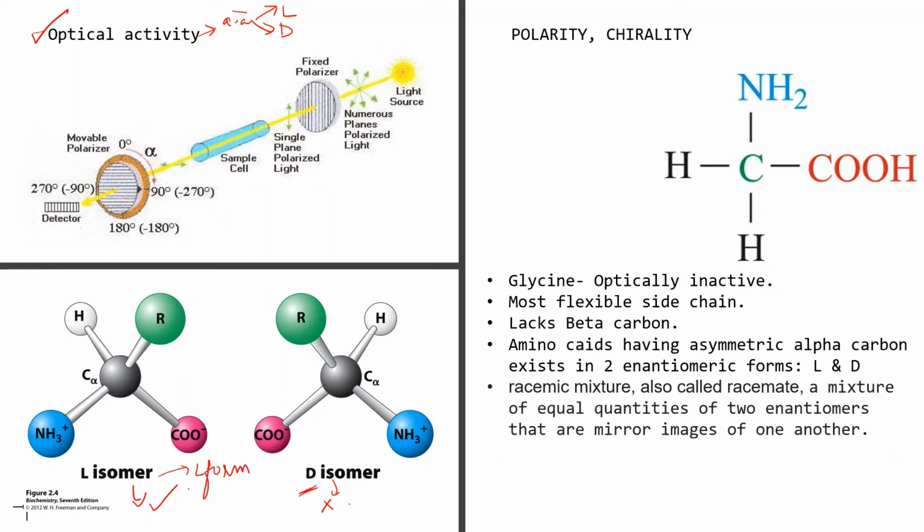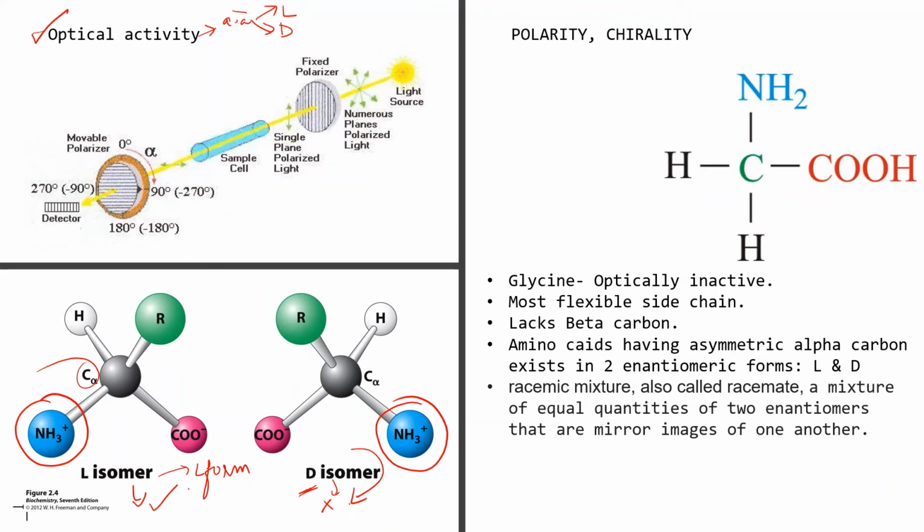Because this will be a D form, there is mostly no enzyme which can cut the D form. Now when we are talking about the L and the D, we have to see that in the L amino acid, the amino group is present towards the left side, and in the D amino acid, the amino group is present towards the right side. So it depends upon where the amino group is present with respect to the alpha carbon. That makes it either an L isomer or a D isomer.